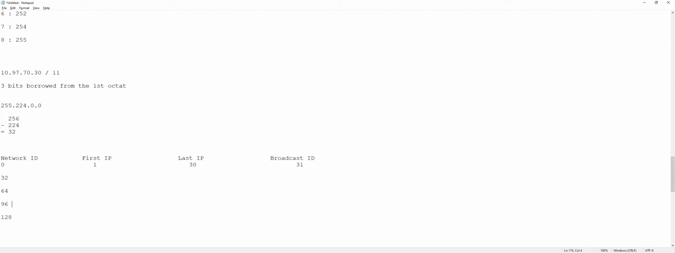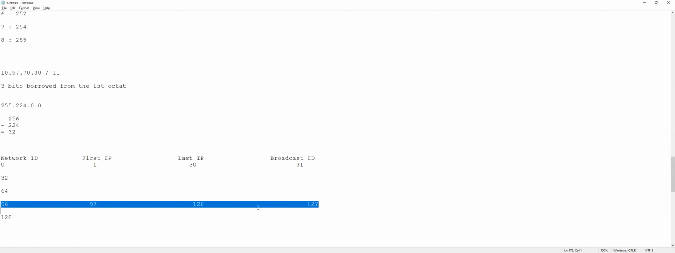Okay, beautiful. Now we're going to do the same method as how we did before. 128 minus 1 to get the broadcast ID, 127. Minus 1 to get the last IP, 126. Plus 1 to get the first IP, 97. Guess what? Right here, the first IP of this range is actually 97. So this will work fine.